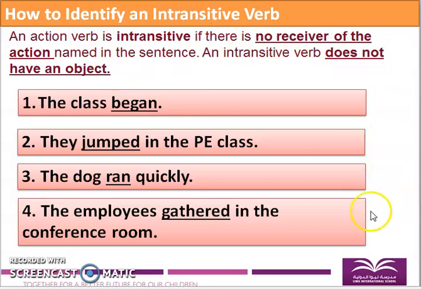Let us have these examples. Number 1. The class began.